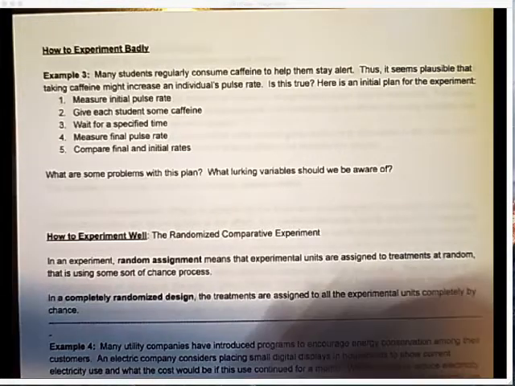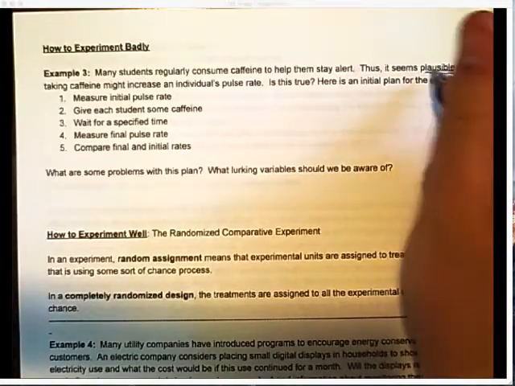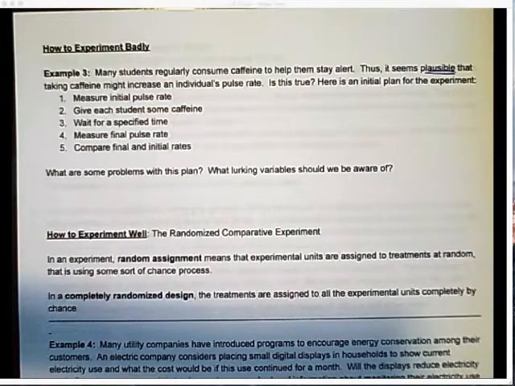Thus, it seems plausible, or could be explainable, that taking caffeine might increase an individual's pulse rate. Is this true? Here's an initial plan for the experiment. Measure the initial pulse rate. Give each student some caffeine. Wait for a specified time, measure their final pulse rates, and compare final and initial rates.